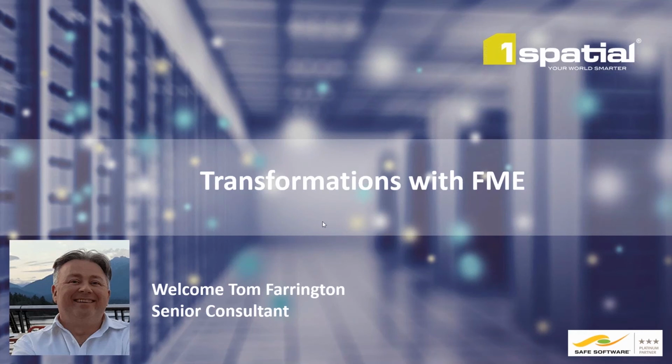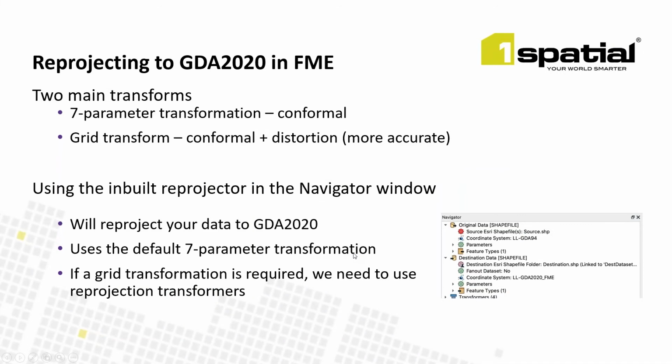So I'm going to briefly talk for a few minutes about how we can perform our transformations within FME. Reprojecting our data to GDA2020 using FME, we have two main transforms for the horizontal coordinates. We have the 7-parameter transformation, which is a conformal transformation, and then we have the grid transformation, which includes distortion, and this leads to a more accurate transformation.